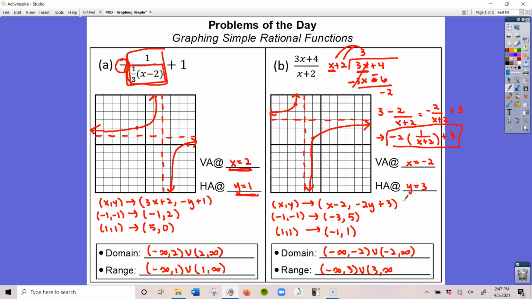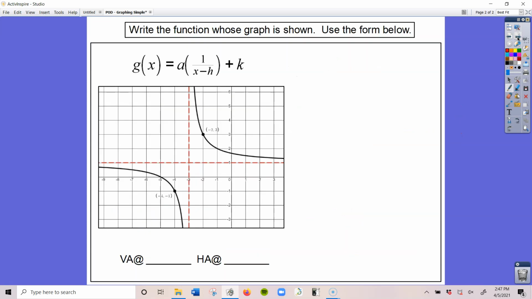Now the last bit I want to review is how to write out the equation of a rational function based on the graph. As a reminder, this is the general form of a rational function. So in order to write out the equation, we first need to identify the values of h and k, which is determined by the vertical asymptote and the horizontal asymptote. We have the vertical asymptote at x is equal to -3. And we have the horizontal asymptote at y is equal to 1.